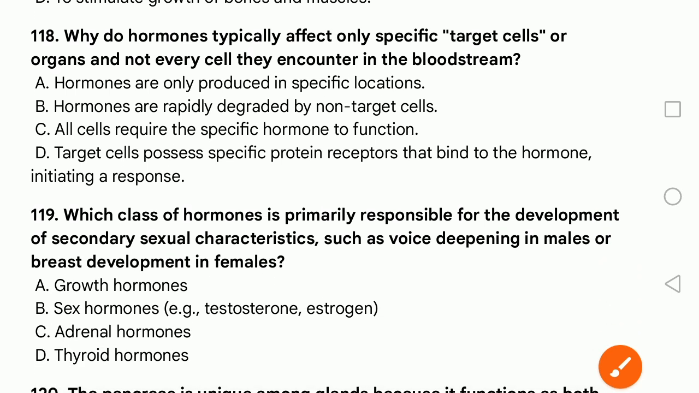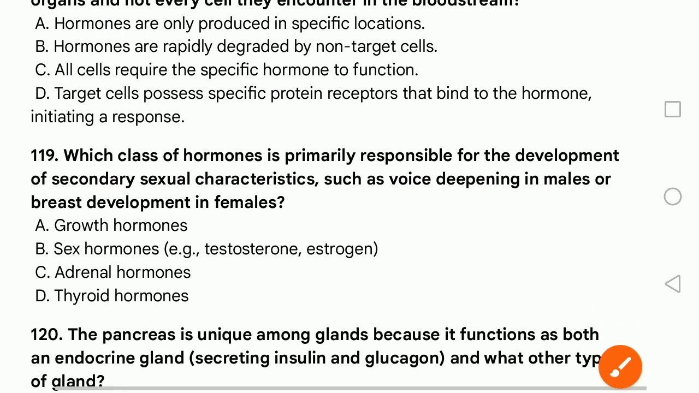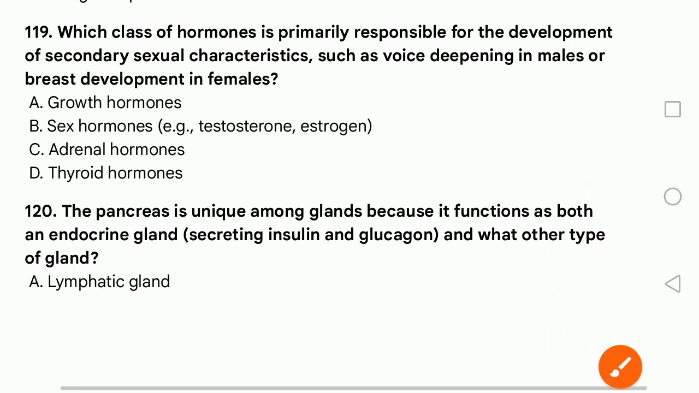Why do hormones typically affect only specific target cells or organs, and not every cell they encounter in the bloodstream? Because target cells have specific protein receptors that bind to the hormone, initiating a response.